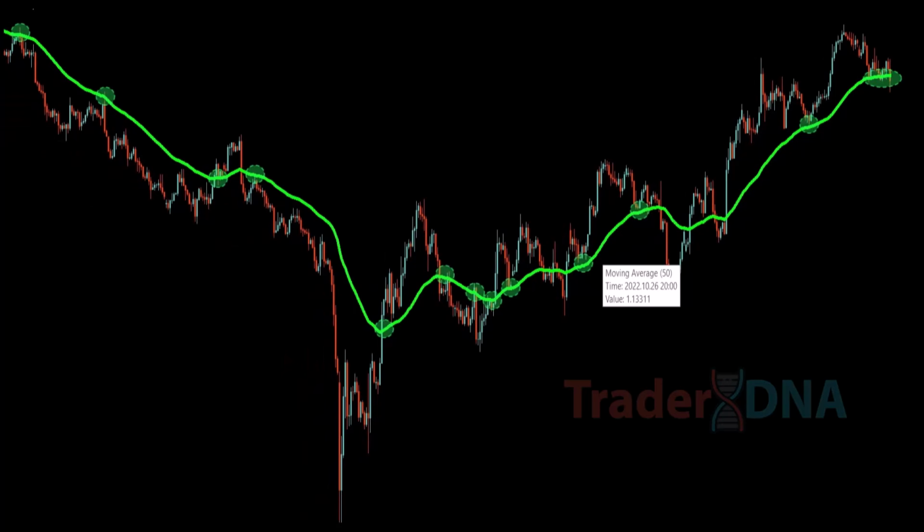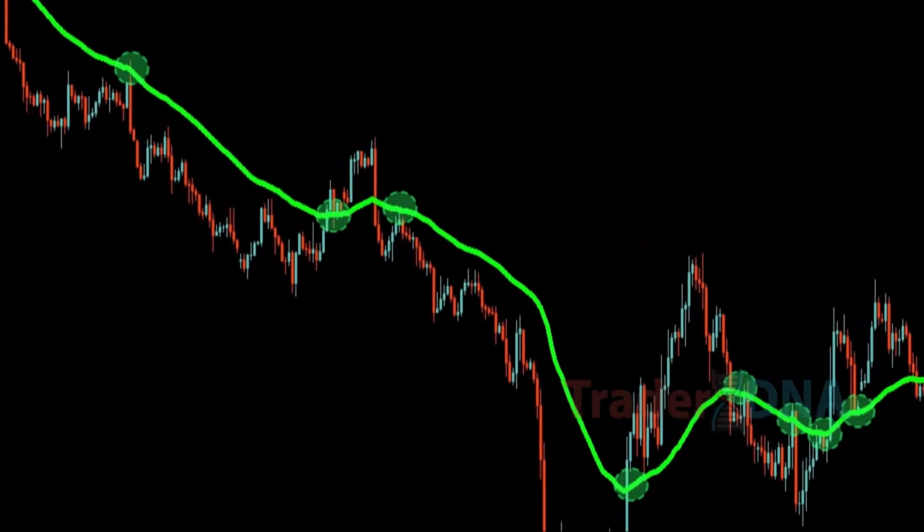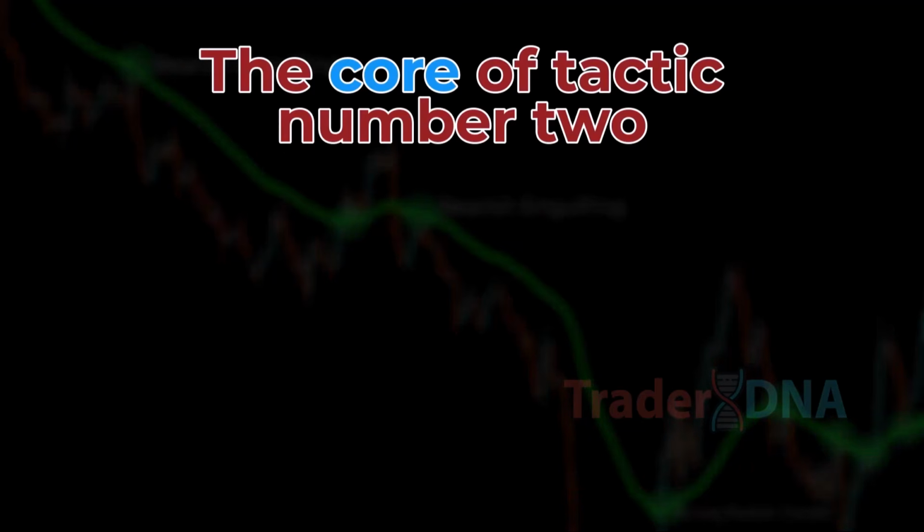So what kind of confirmation? It could be a strong bullish candle after the touch, a candlestick pattern like a hammer or engulfing setup, or even a supportive structure you spot on a smaller time frame. Personally, those are my top 3 go-to confirmations before ever pulling the trigger on an EMA bounce trade. Now here's the real secret, the core of tactic number 2.